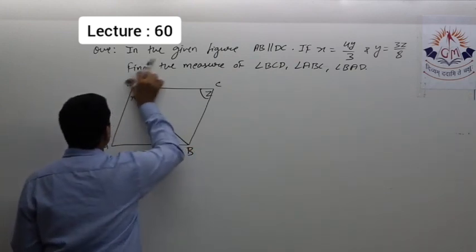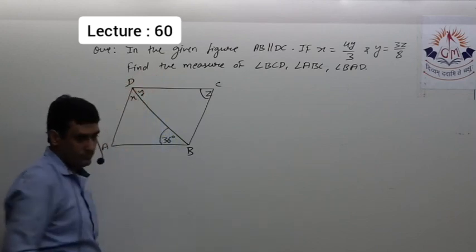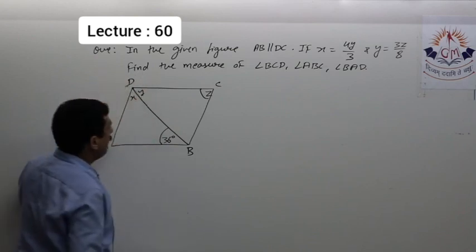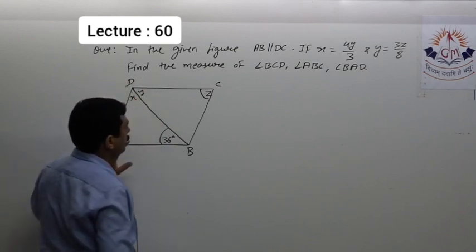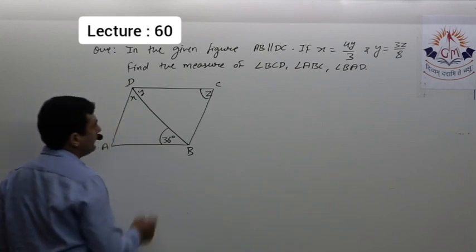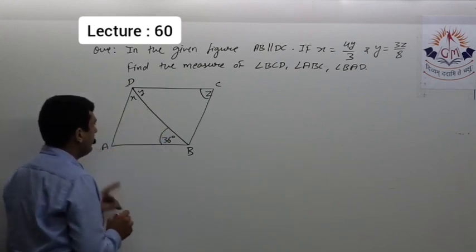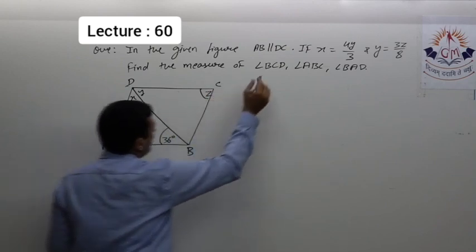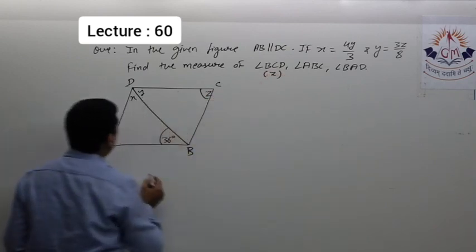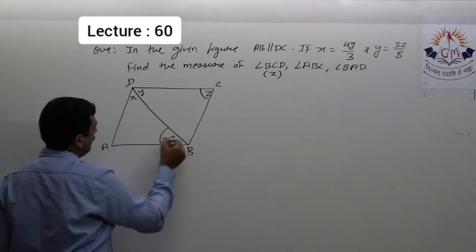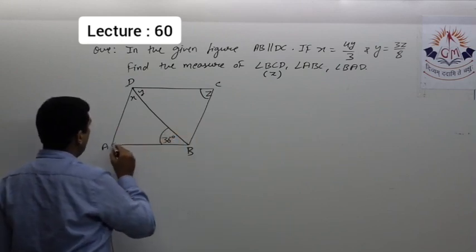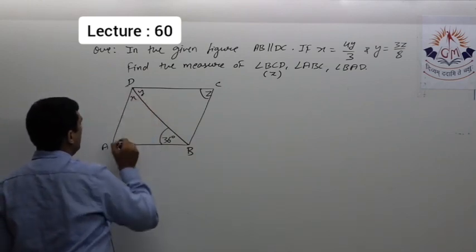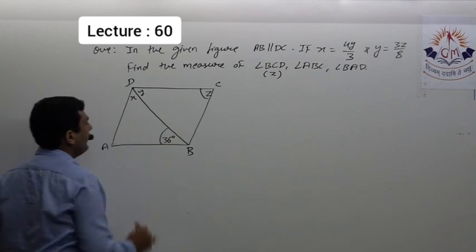A, B, C, D. So now AB parallel DC, X equal to 4y by 3, y is equal to 3z by 8. You have to find the measure of angle BCD, that is Z itself. Angle ABC, that means this complete angle, and angle BAD, this angle. Okay, that we have to find.